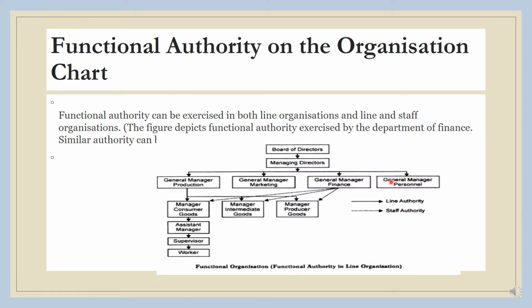Now we can see the functional authority in an organization chart. In this case, both line organization and line and staff organizations can be depicted. So the functional authority is exercised by the Department of Finance, and similarly authority by, let us say, the general manager marketing. So this is the production happening, but the finance manager is also seeing what the consumer goods are, what the intermediate goods are, what the producer goods are, so it is taking the inputs also here, right?